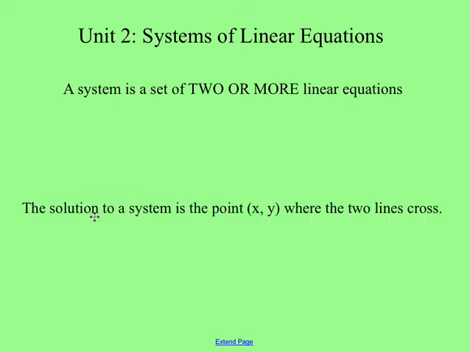And in that second box, the solution to a system is the coordinate point, which we label as (x, y), where the two lines cross. Okay? So it's the point where the two lines cross. Again, pause the video if you need to finish writing that down.